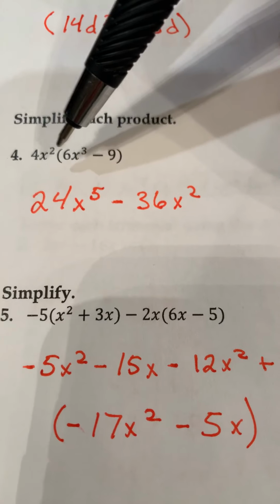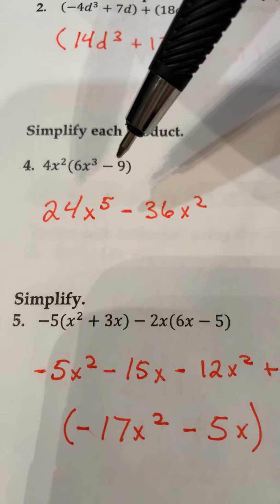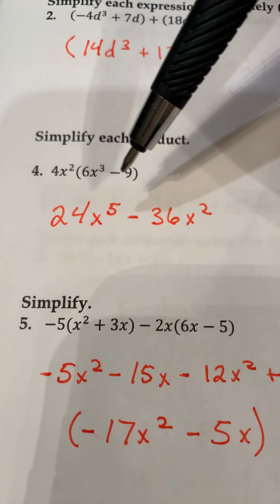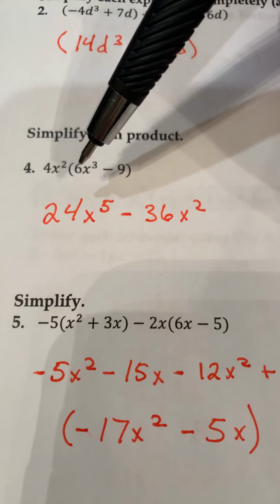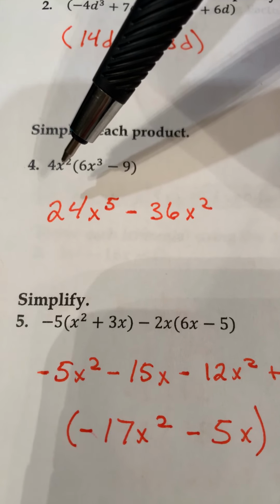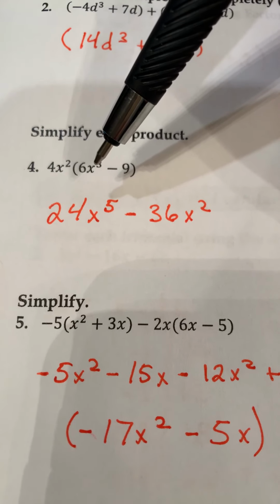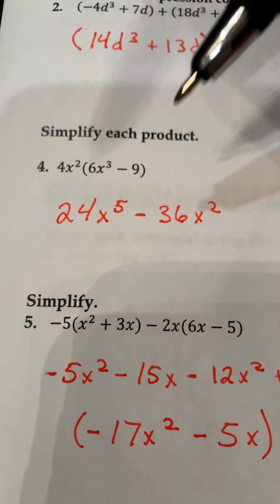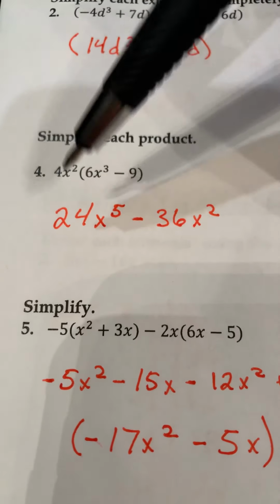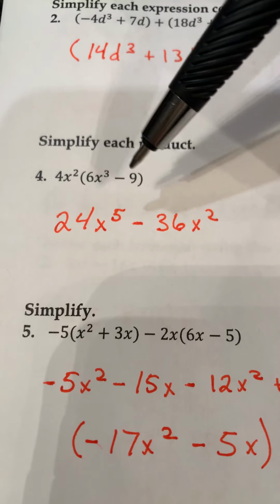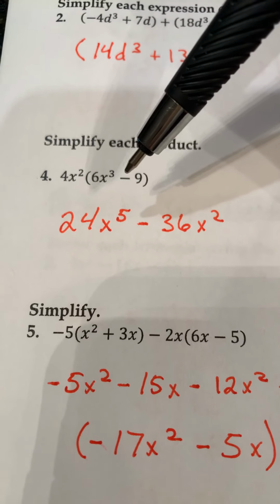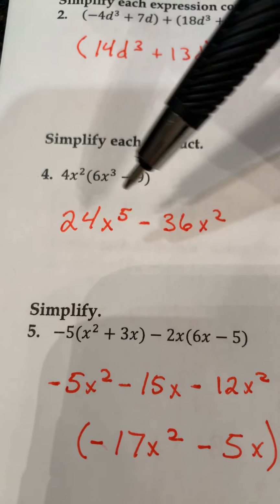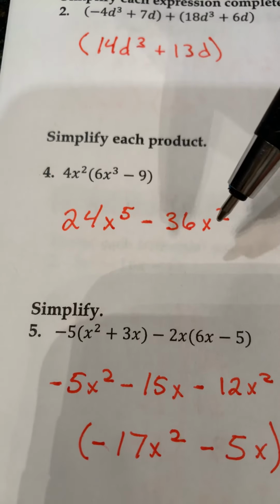On here, you just multiply to get the product. So you have 4 times 6, which is 24, and x squared times x cubed is x to the 5th. And then you have 4 times 9 is 36, negative 36, and then you only have x squared.